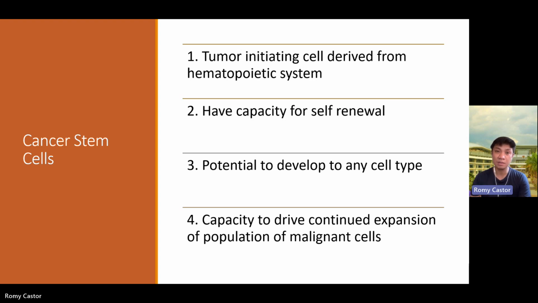However, again, it tries to be subjected to mutation, genetic mutation or alteration. That's why it leads to the production of the tumor or cancer. Okay, the second one have the capacity for the self-renewal. However, here we need to consider that what is renewing or reproducing here is the cancer cell already. Potential to develop into any cell type, again, it varies on the type of the cancer cell. And number four, capacity to drive continued expansion of population of malignant cells. Okay, so that's our cancer stem cell.